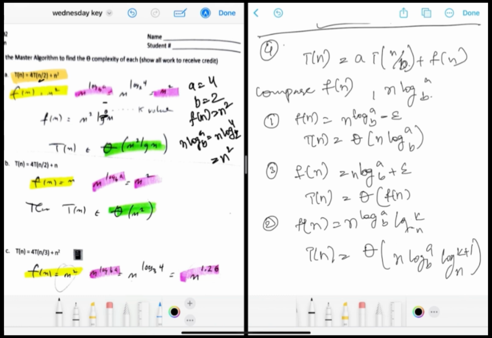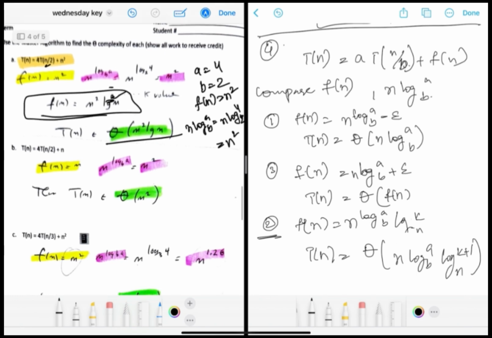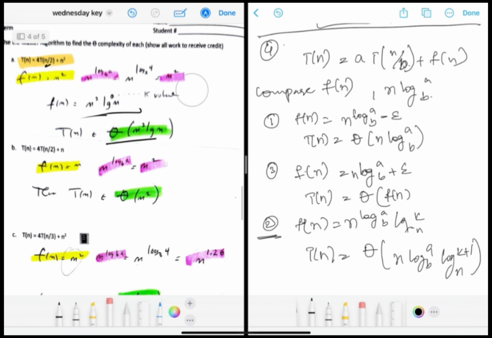So this is going to be the second case here. The solution is going to be n^(log a to the base b) times log^(k+1) n, where k is equal to 0. So that's why the solution is n square log n. And for the next question, let's just take this down.